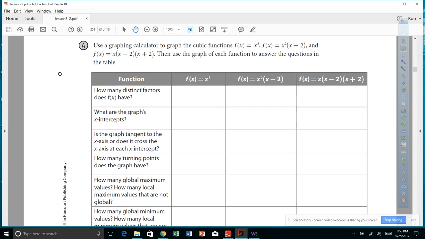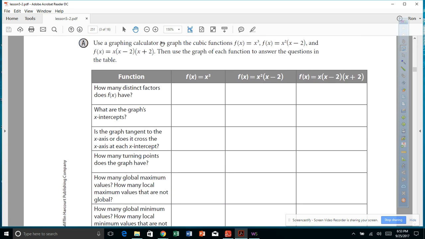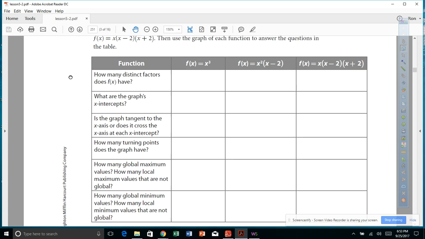Use the graphing calculator to graph the cubic function f of x equals x cubed, f of x equals x squared times x minus 2, and f of x equals x times x minus 2 times x plus 2. Then use the graph of each function to answer the questions in the table.